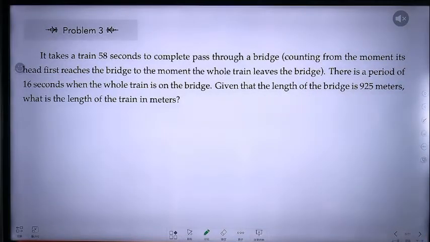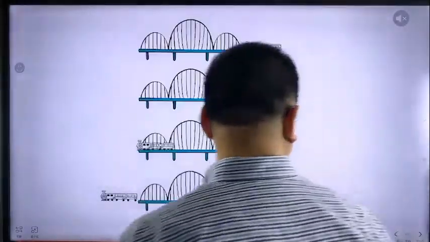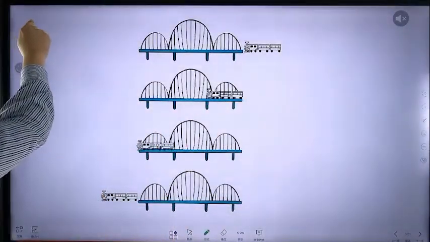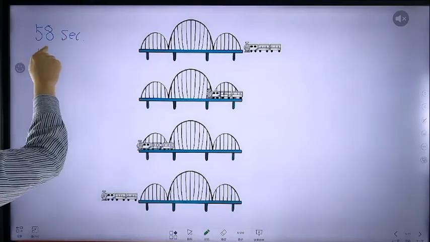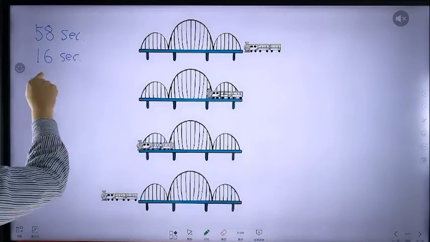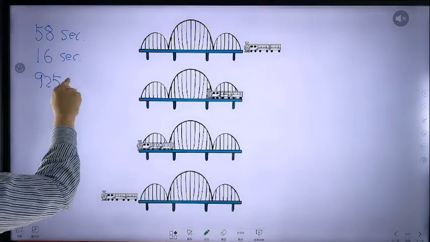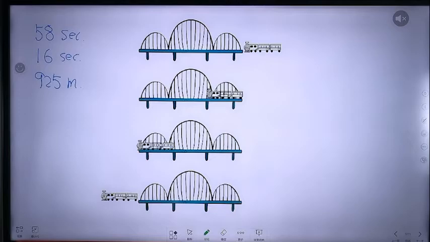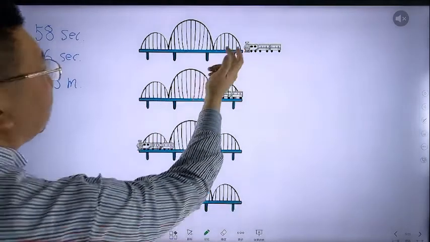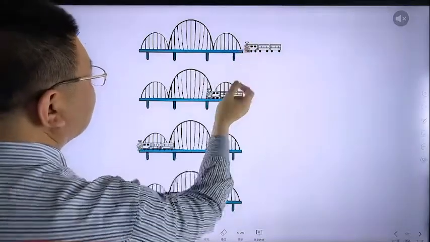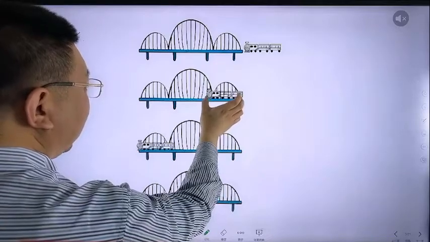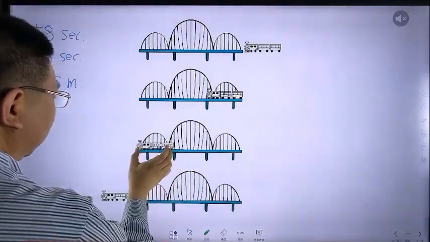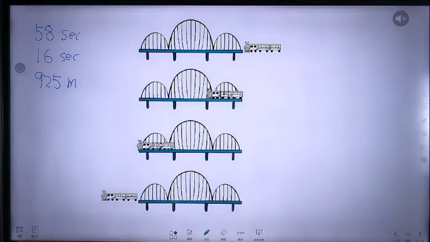Okay, now I'm going to flip the page, and before I forget the conditions, I will write them down so that now we can work. All right, so these are the situations, right? There will be four situations. The train head touches the bridge, and then the second special moment is when the whole train is on the bridge, and then the train is about to leave the bridge, and then how it leaves the bridge.